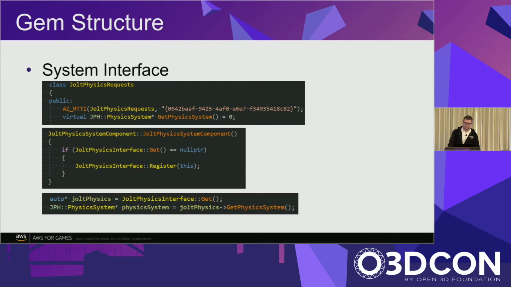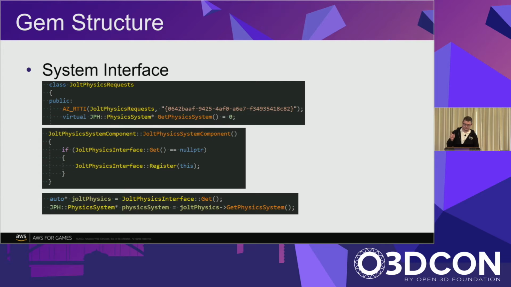Here's an example of the API code which gets generated. The request class is your system interface for your gem. It will be implemented in the system component of your gem. All this code is actually generated for you, so you don't even need to worry about it. The only thing you need to think about is what kind of interface you want to expose in the request class. In my example here, I'm exposing just one function called getPhysicsSystem. I'll show you where it's used later.